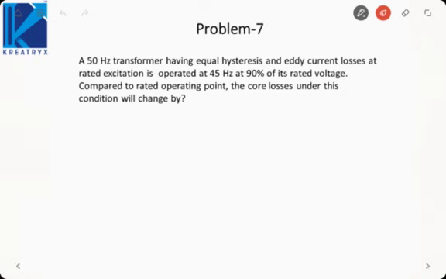In our next problem, it is saying a 50 Hz transformer has equal hysteresis and eddy current losses at rated excitation. That means hysteresis loss is equal to eddy current loss is equal to P. Now it is being operated at 45 Hz and 90% of the rated voltage. We need to find by how much the core losses will change under this condition.